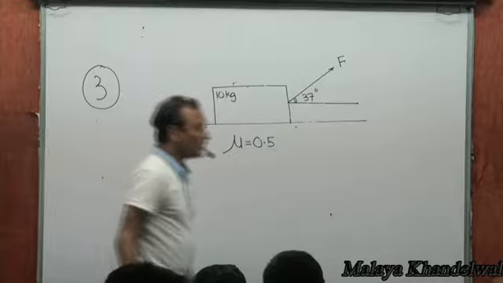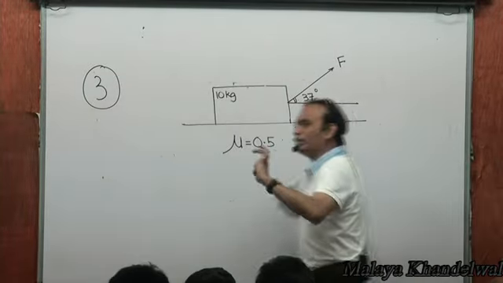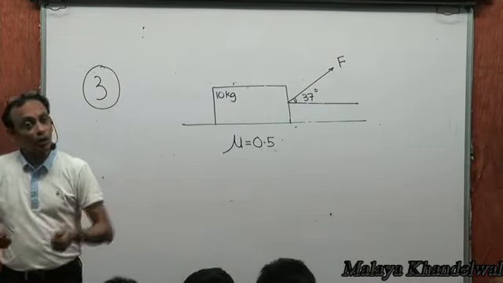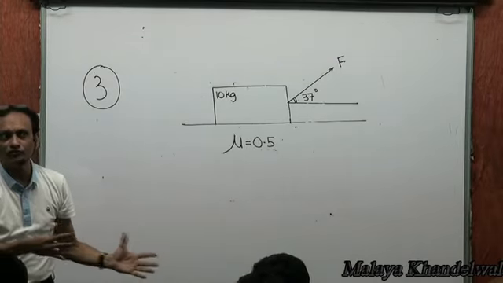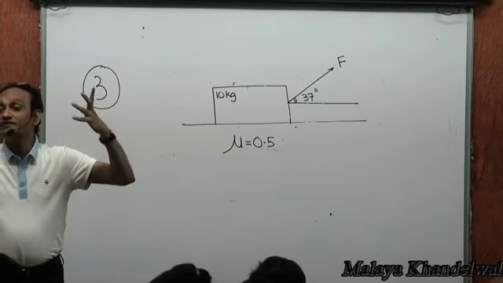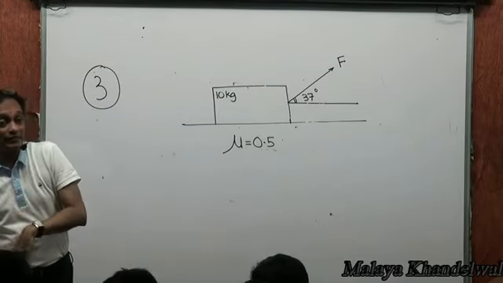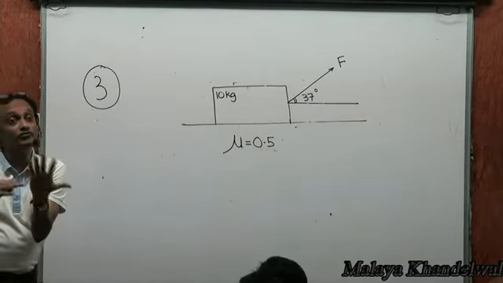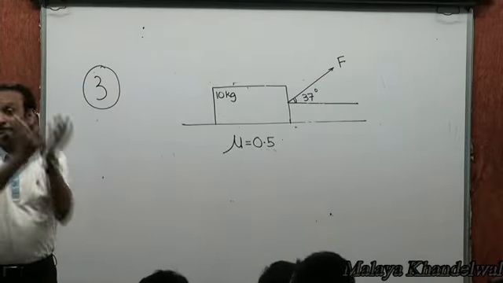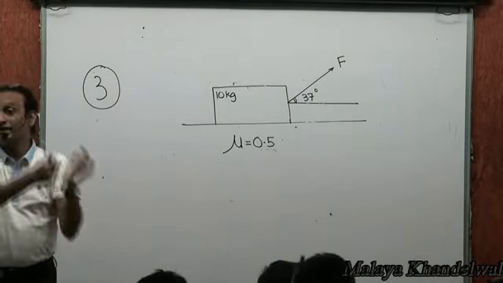Clear? Okay. Let me find out the value of capital F for which the block will get lifted. Let me find out the value of capital F for which the block will begin to slide. If the value of capital F for which the block gets lifted is smaller than the value of capital F for which it begins to slide, then it will first get lifted. If the value of capital F for which the block begins to slide is less than the value of capital F for which it will get lifted, then it will first begin to slide. Yes or no? You know what I'm saying?